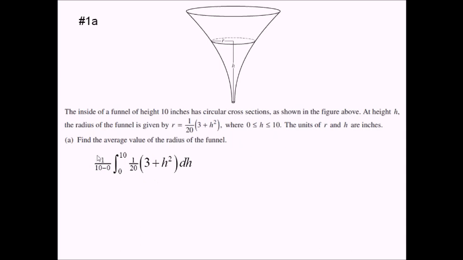So this is going to be, let's see, 1/10 times 1/20th. That's going to be 1/200th. And now let me actually go ahead and take the antiderivative of the stuff left. So this is going to be 3h plus, this bumps up to a 3, so we have 1/3 h cubed. And this is being evaluated from 0 to 10. So I've got the 1/20th outside. I've got, let's see, 3 times 10 plus 1/3, 10 cubed. So all of this stuff with 10 plugged in.